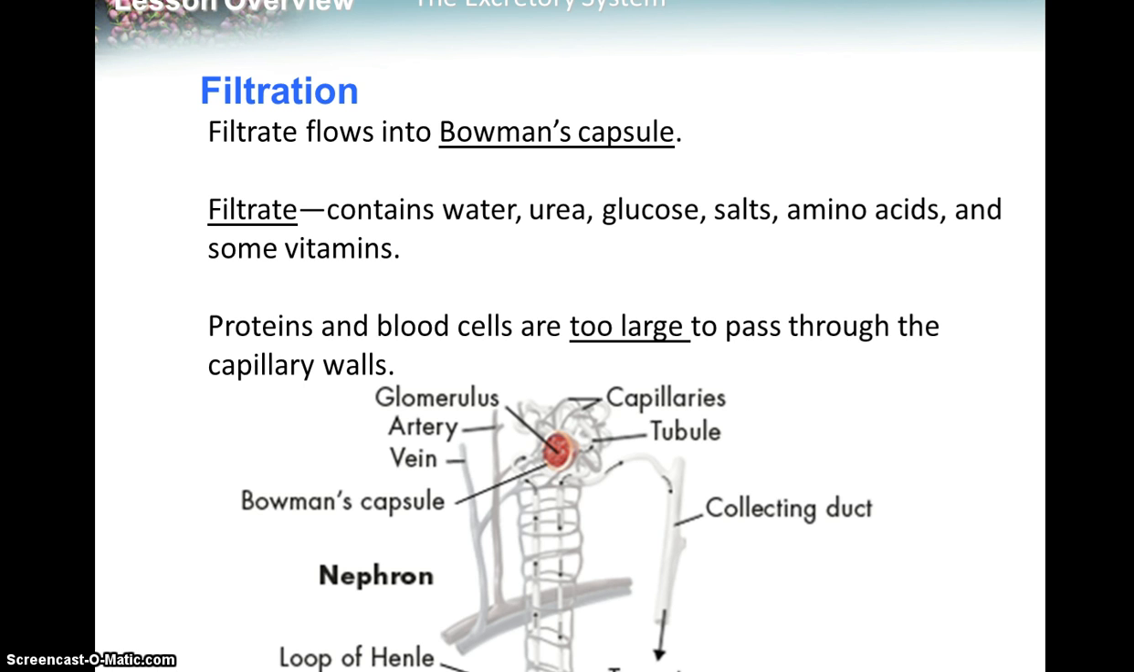So some things are too big. Protein and red blood cells, white blood cells should be too big to pass through those capillary walls. And that's good. You don't want to be peeing out your blood cells, and you don't want to be peeing out protein. So if those things show up in a urinary sample, that's an indication that the kidney may not be functioning correctly. So the filtrate is all the stuff that initially diffuses out of the blood capillaries while it's inside Bowman's capsule.